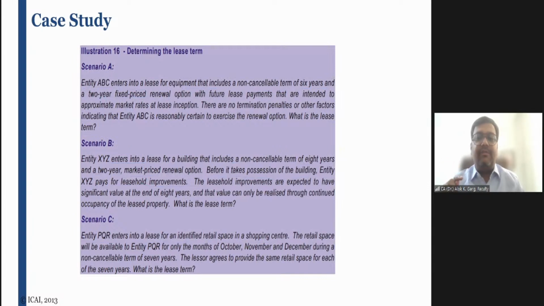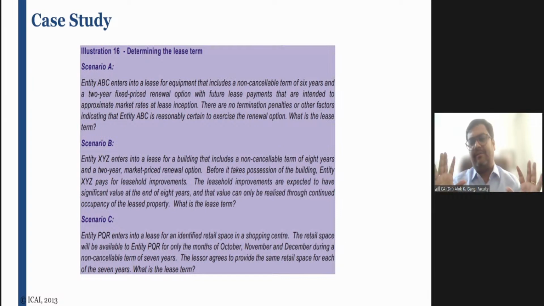And it is also given in the question that there is no termination penalty, means the lessee, if wants to move from the contract, it can move from the contract, right? So there is no termination penalty. And there are no other factors which indicate that the lessee has a reasonable certainty to avail the renewal option.